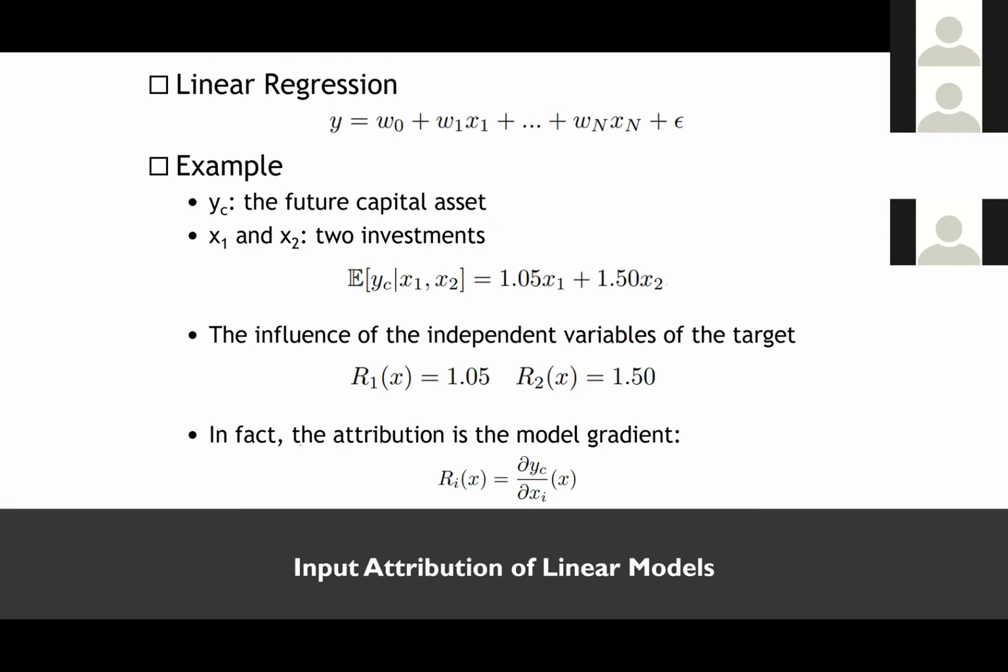So let's go for the linear regression model. We have y = w0 + w1x1 + ... + wnxn + epsilon. So we have an n-dimensional input and a linear output. Suppose we have an example for a future capital asset, which we call y_c, and we have two investments, X1 and X2. The future capital asset in terms of expected value is represented by a 5% increase from the first investment asset and a 50% increase in the second asset. If we invest money in the first one, we will have a 5% increase, and if we invest in the second one, we have a 50% increase. So we can also compute the influence of each individual variable as its coefficient.